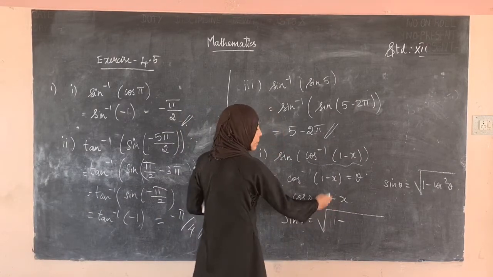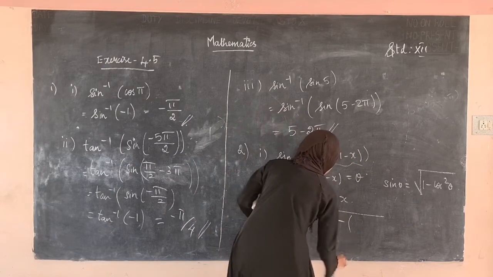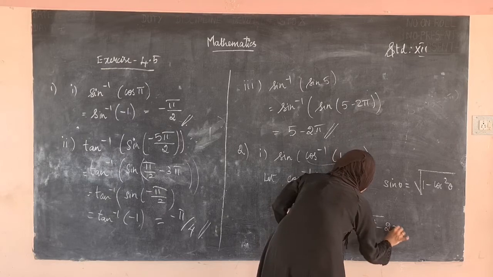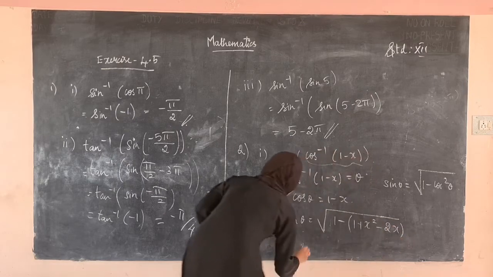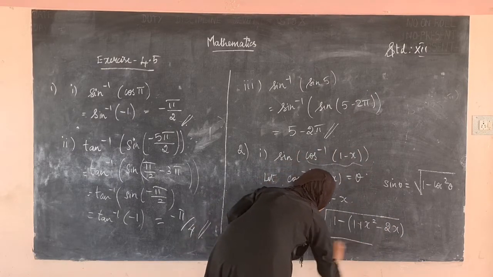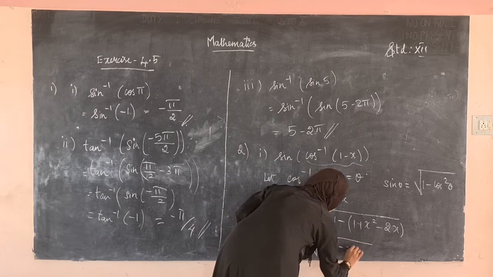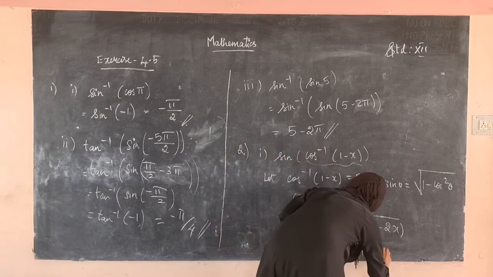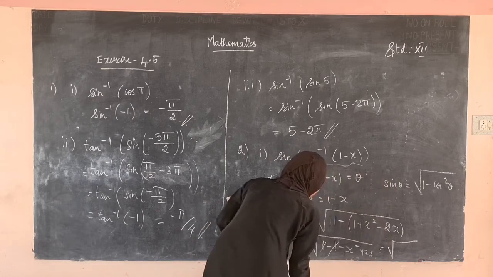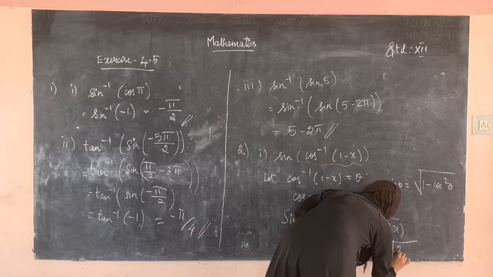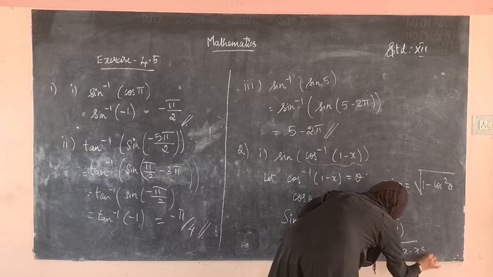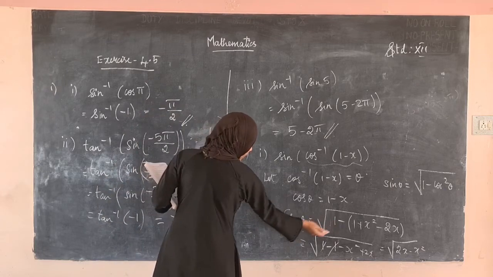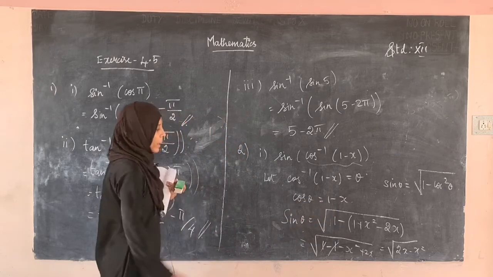What is cos square theta? 1 minus x the whole square. So 1 minus x the whole square means 1 plus x square minus 2x. Shall we solve this? Then 1 minus 1 minus x square plus 2x. This one gets cancelled. What will be the answer? Root of 2x minus x square. The value of sin theta is root of 2x minus x square.